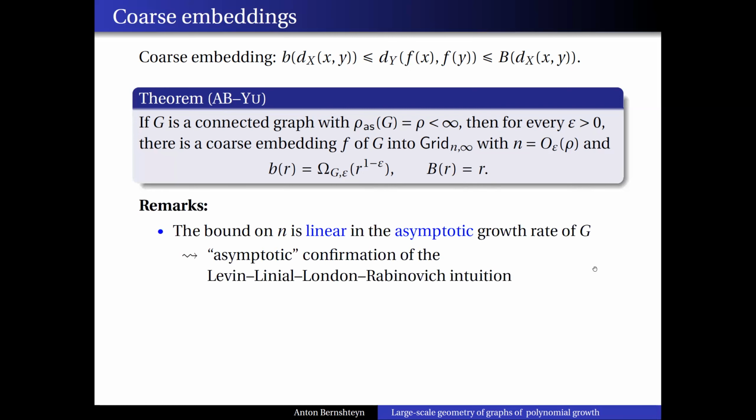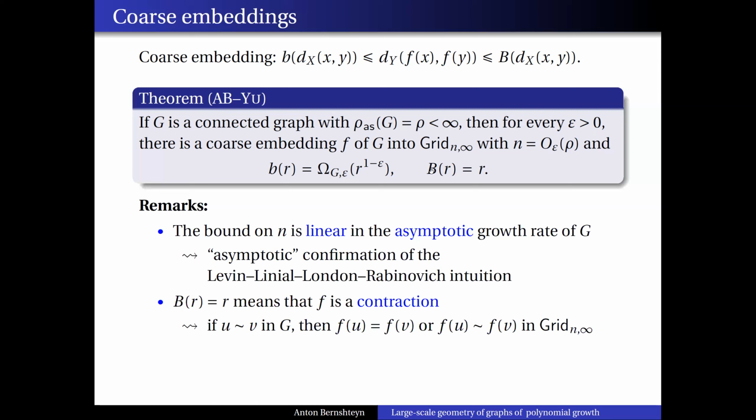Some of this I already said. The bound on n is linear as a function of the asymptotic growth rate. So you can think of this as an asymptotic confirmation of the intuition in this conjecture I stated, that graphs of polynomial growth rate rho really are geometrically similar to grids of dimension proportional to rho. That's what's happening here.